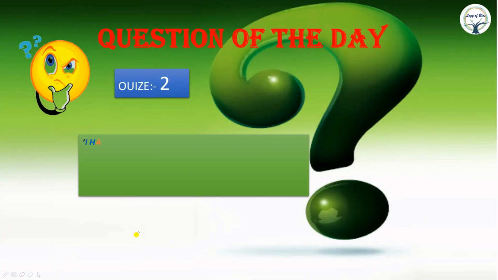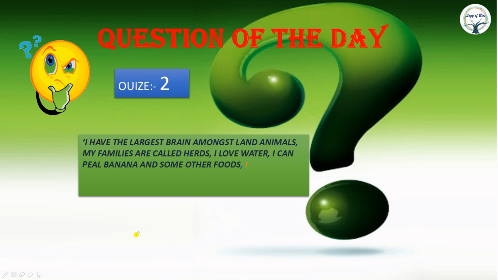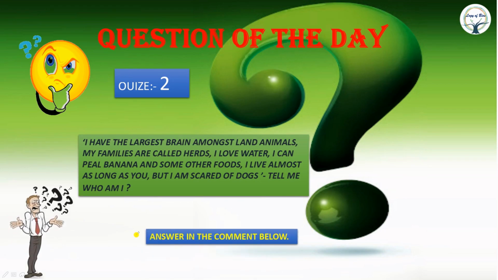Okay. Now the question of the day. Quiz 2. I have the largest brain amongst land animals. My families are called herds. I love water. I can peel banana and some other foods. I live almost as long as you, but I am scared of dogs. Tell me, who am I? Answers in the comment below.